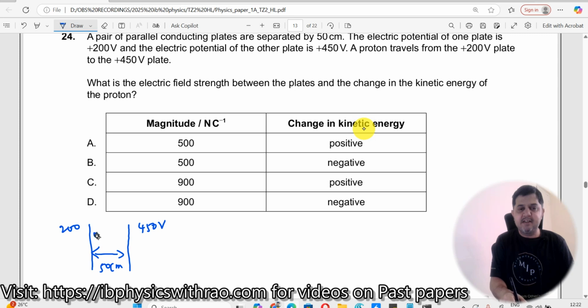By some means, this proton is now moving like this. Because this proton is getting repelled by this, it is moving like this. What is the field strength between the plates and the changing kinetic energy of the proton?